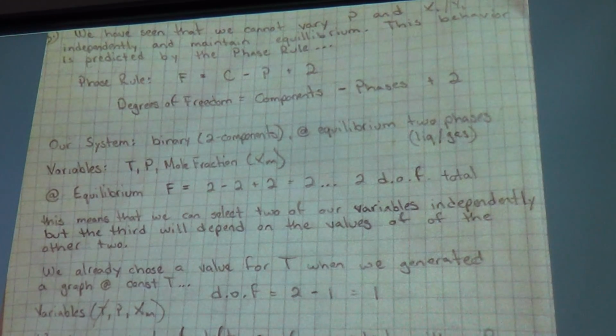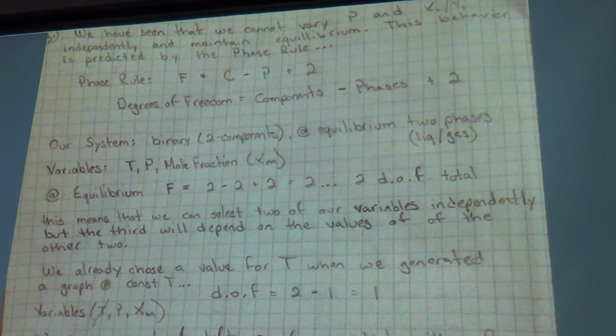That means that we only have 1 degree of freedom left and 2 variables that are left to describe our system. And so those 2 variables have to be linked. In this case, we saw that the pressure and the mole fraction were linked at the equilibrium position. If we are going to maintain equilibrium, if we're going to keep 2 phases, then pressure and mole fraction have to vary together.